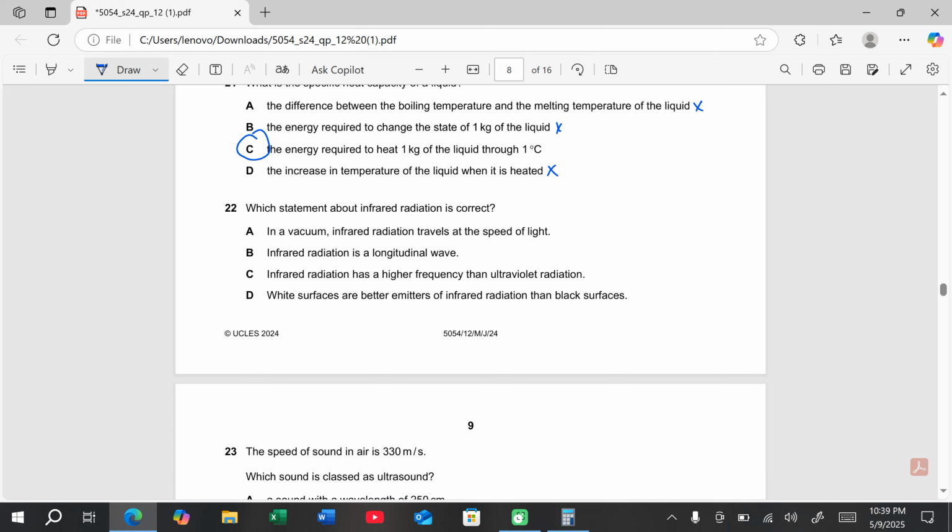Which statement about infrared is correct? In vacuum, infrared travels at the speed of light. Yes, that is correct, but let's see, infrared is a longitudinal wave, that's wrong. Infrared has a higher frequency than ultraviolet radiation, that's wrong. White surfaces are better emitters, no, they are poor emitters. So that is the correct answer.